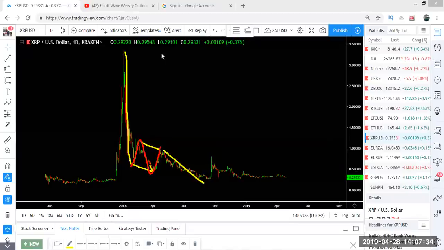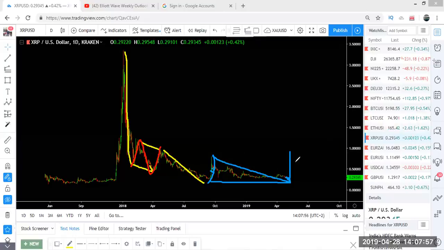Now, if we look at this, we're expecting that we're going to have a structure like this that corrects the whole move. Now we want Ripple to come back and retest the previous low, which is this one, this line below here. I'm expecting a pulsing move here, similar to this one on Ripple, and that will be coming soon. You need to watch it.